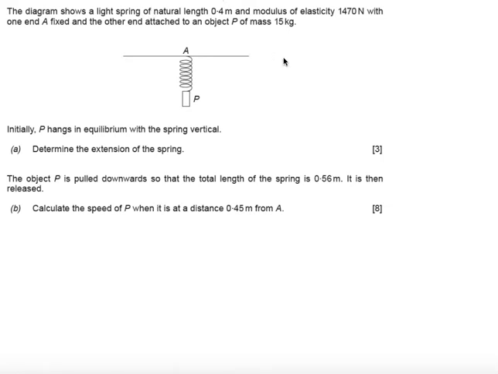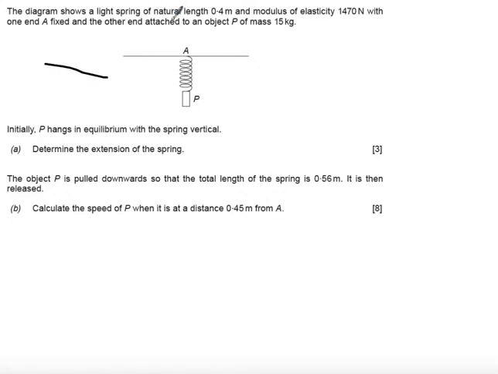The diagram shows a light spring of natural length 0.4 meters and modulus of elasticity 1470 newtons, with one end A fixed and the other end attached to an object P of mass 15 kilograms. Initially, P hangs in equilibrium with the spring vertical. Part A: determine the extension in the spring.